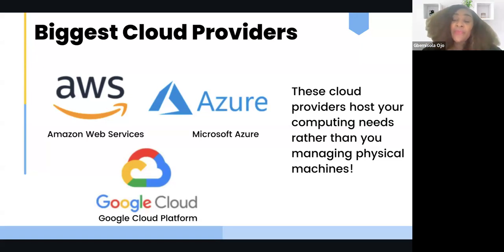It's really revolutionary. So these global cloud providers, they host your computing needs rather than you managing physical machines. So that can be an individual like you using Google Drive, or a whole Netflix as an organization running on Amazon Web Services. The concept is the same. You don't have to manage servers by yourself. You don't have to manage your computing needs by yourself. You outsource it to a cloud provider, and then they give you access to your information whenever you need it. That's what cloud computing is, really, really cool. And that's what the world is doing right now.